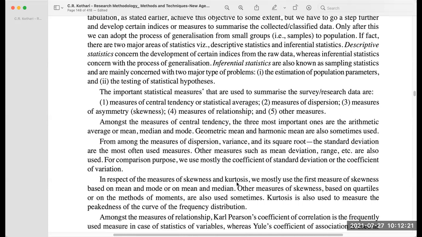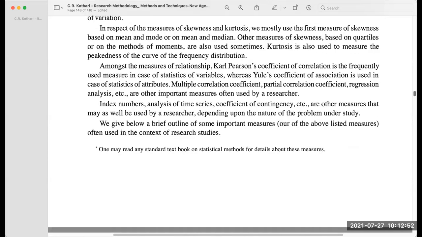For the measure of skewness and kurtosis, we mostly first measure the skewness based on the mean, median, and mode. Okay, if all three are equal, there is no skewness. And depending upon their relationship, which is greater than, less than, like that we measure. Kurtosis is also used to measure the thickness of the curve of the frequency distribution, where you are going to achieve the peak value for the given distribution or curve, right?